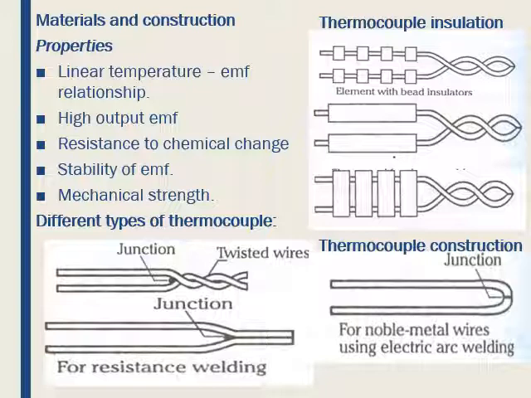Some of the different types of thermocouples you can see here. One is made by resistance welding, because of which the junction is created, and twisted wires are being used. This is one type of thermocouple, whereas in the other, elements with bead insulators are being used, or a thermocouple with noble metal wires using arc welding is done. These are some of the different types of thermocouple structures being used.